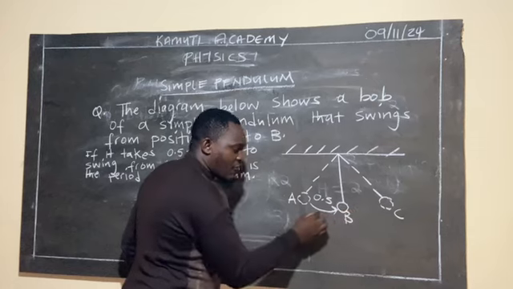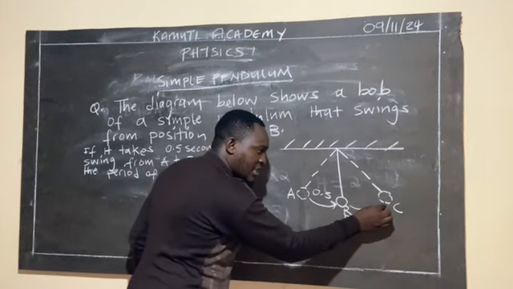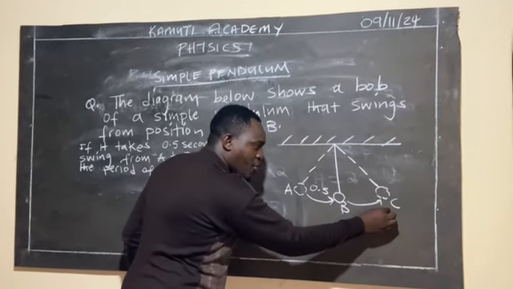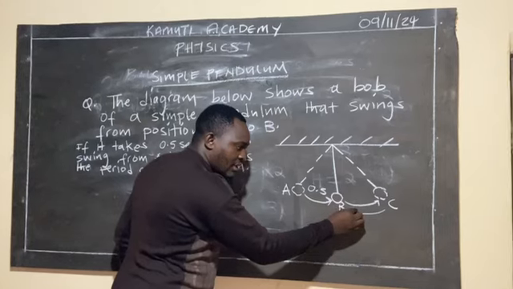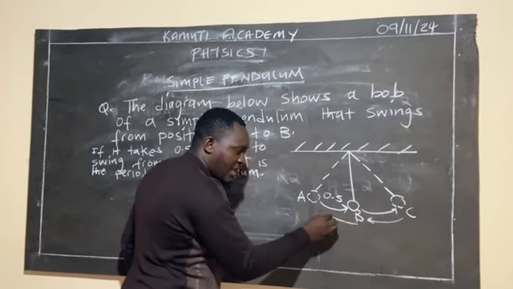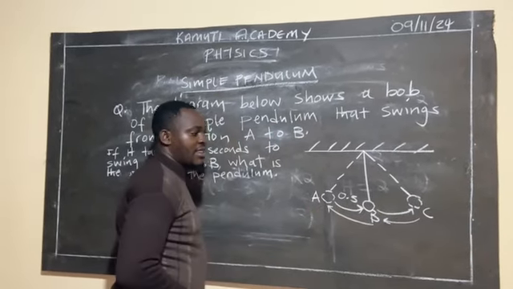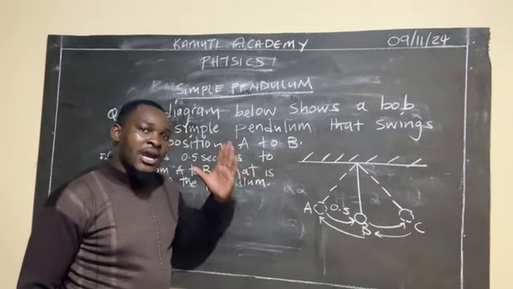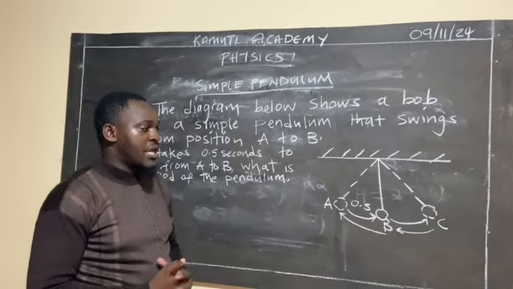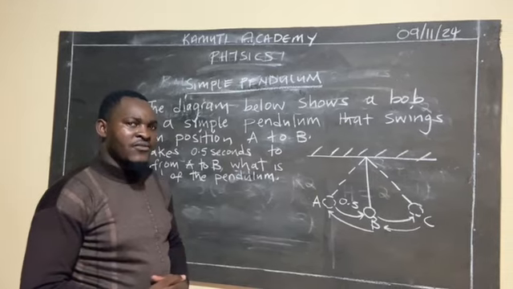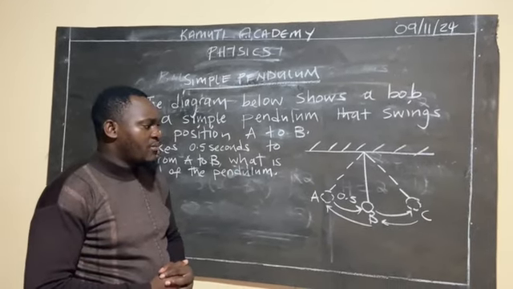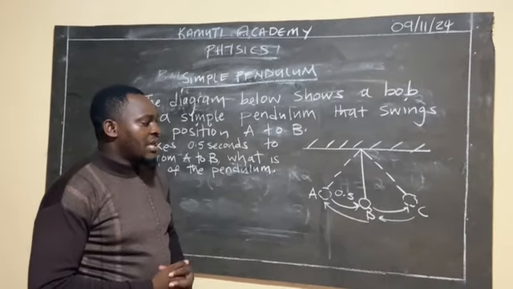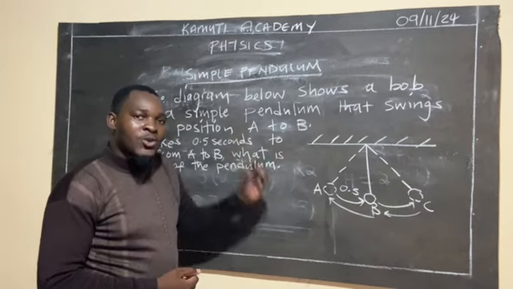Now look at it in this way. It will move again from there, it will have to go to C, it will have to go back to B, and finally back to A, like that. So this is what we call a complete oscillation or a complete swing. We can calculate the period even just from there, because we're looking at the time taken in order for it to make one complete swing.